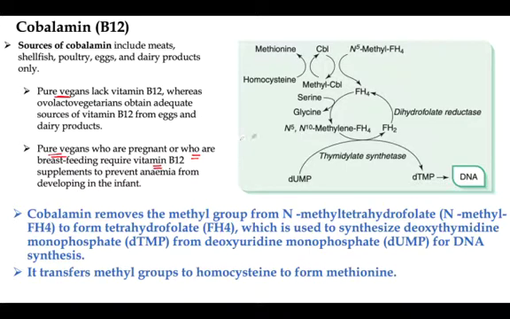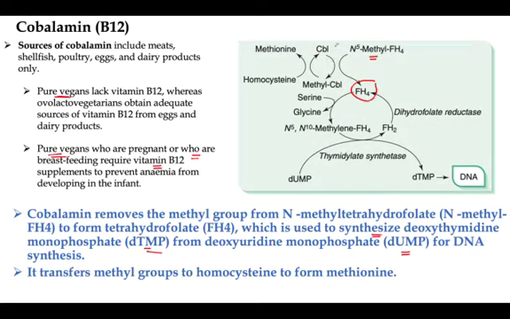As you can see here in this particular part of the figure, cobalamin removes a methyl group from N-methyl tetrahydrofolate to form tetrahydrofolate, and this tetrahydrofolate is used to synthesize dTMP from dUMP, which is required for DNA synthesis.